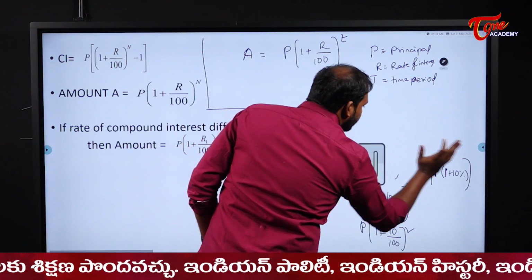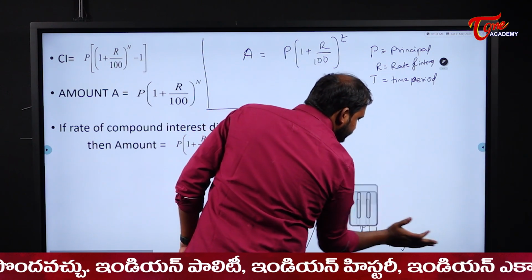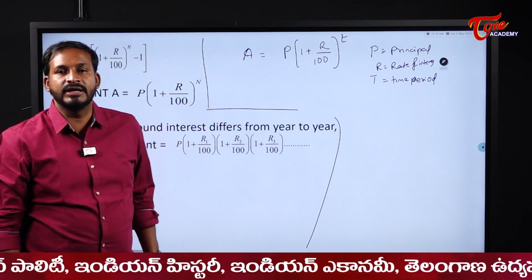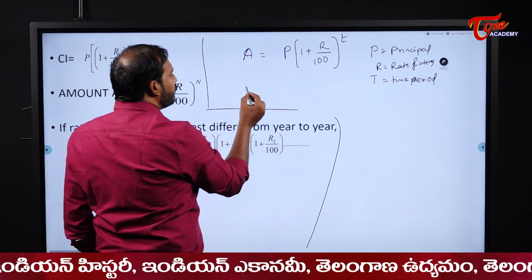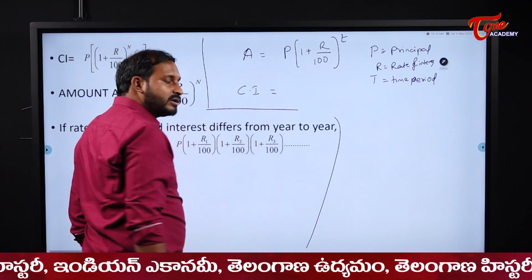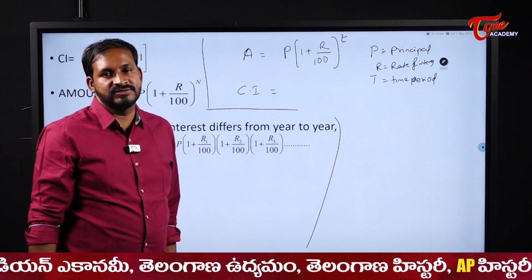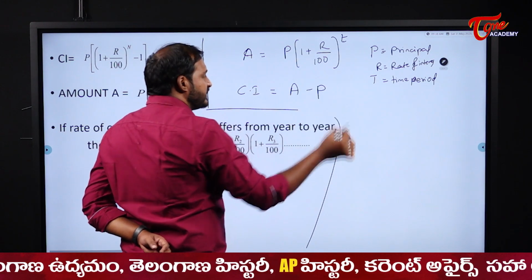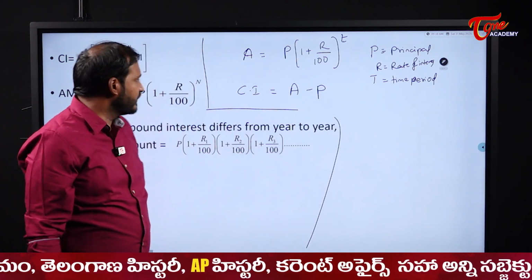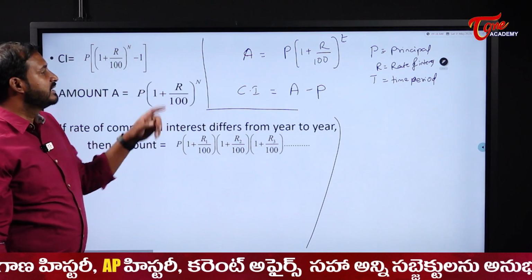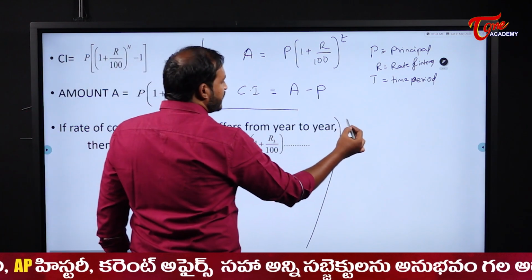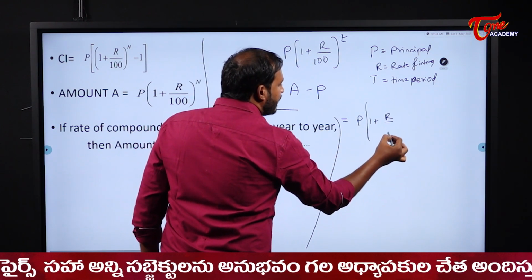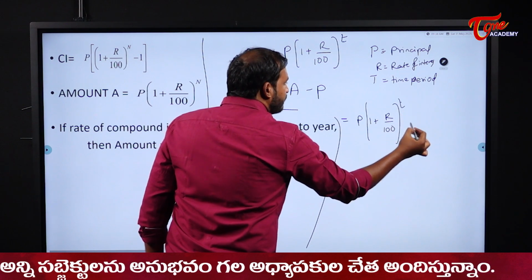Now, how can you find the compound interest? Tell me, students. If you have the formula like this, then how will you find the compound interest? Amount contains what? Principal as well as interest. So, compound interest is equal to amount minus principal. If you subtract principal from the amount, what does it become? P into 1 plus R by 100 whole to the power of T minus P.